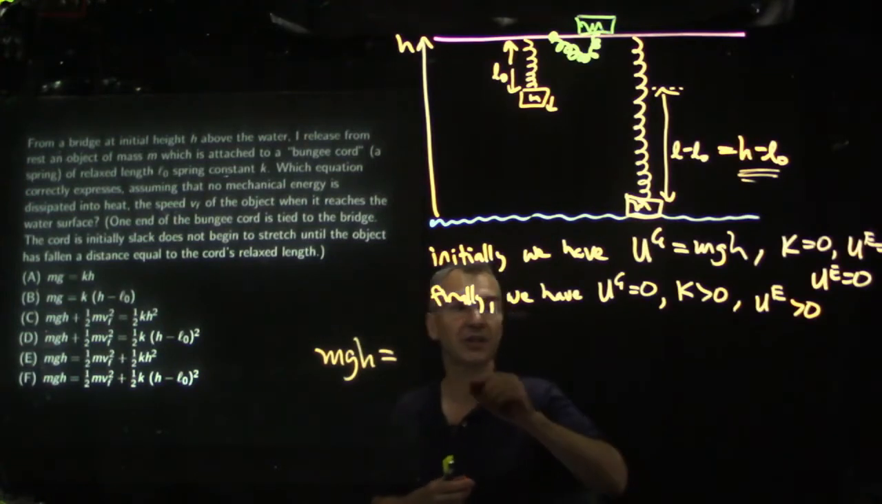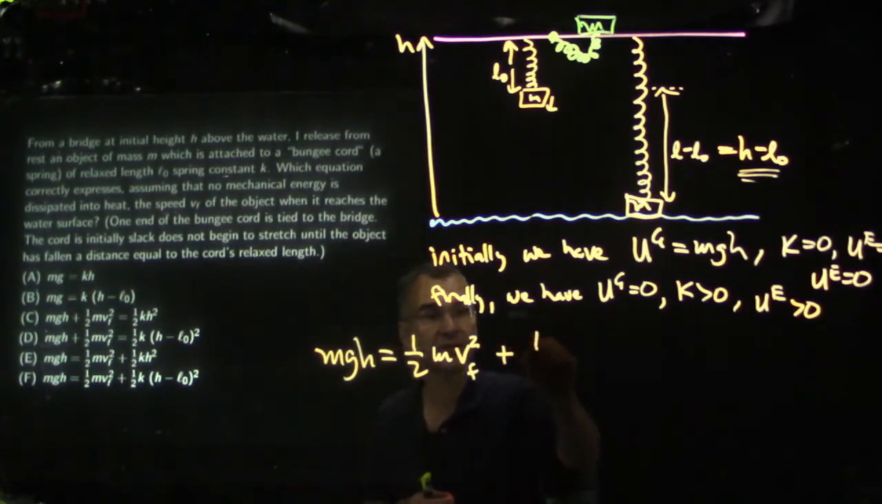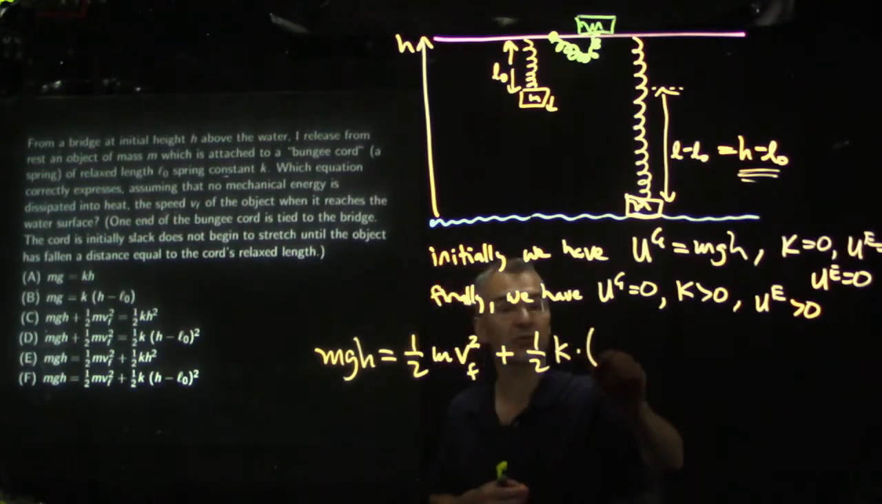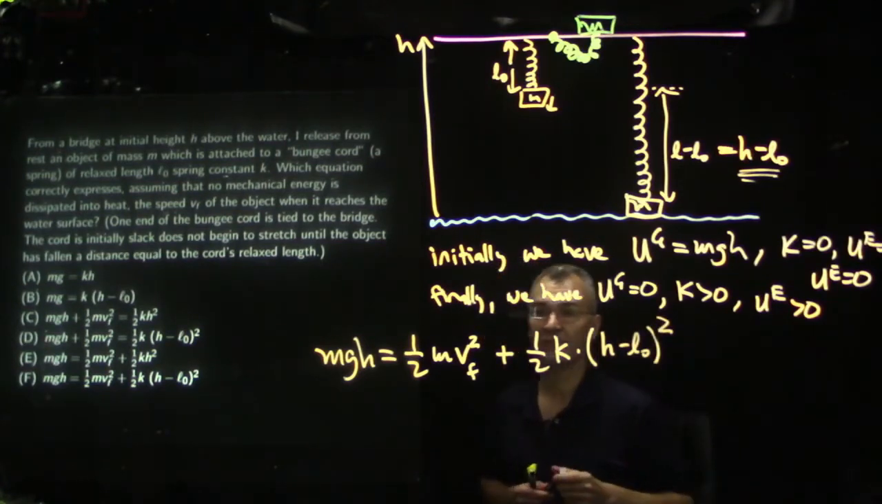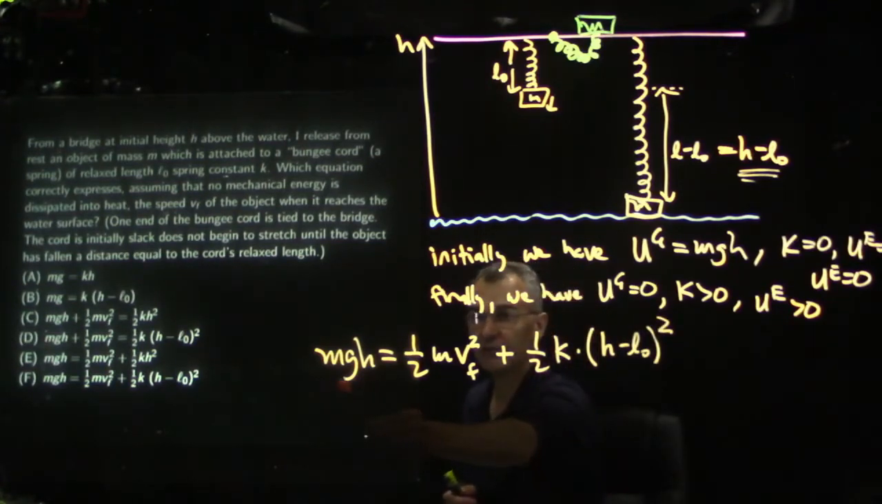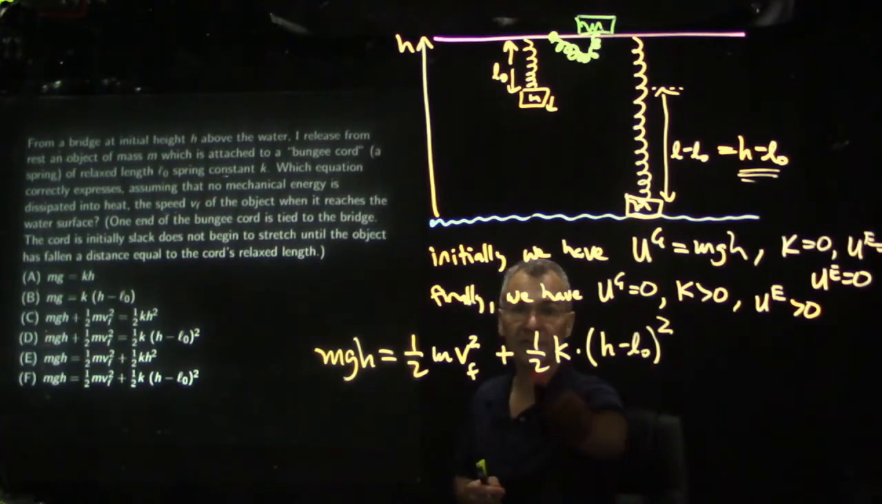And then in the final state, we have 1/2 m v final squared plus 1/2 k. How far is the bungee cord stretched? I think it's h minus relaxed length, squared. Okay, let's see if that makes sense. So here's the initial gravitational potential energy. Here's the final kinetic energy, and here's the final elastic energy stored in the bungee cord. So it's 1/2 k times how far stretched it is, the quantity squared.